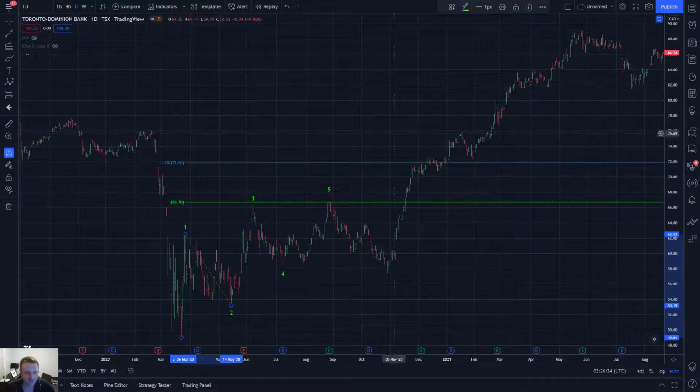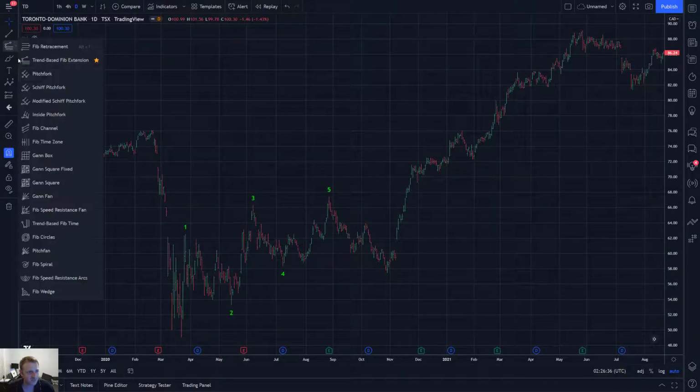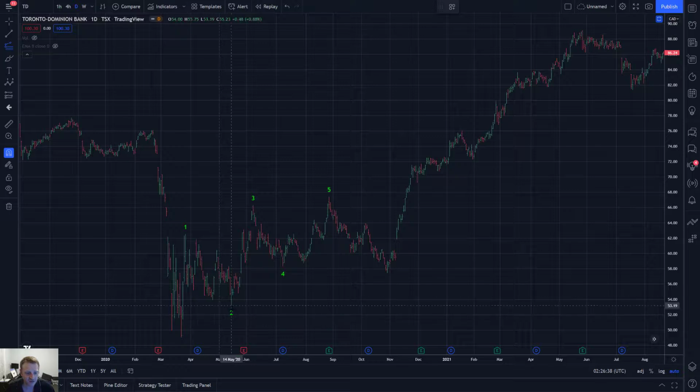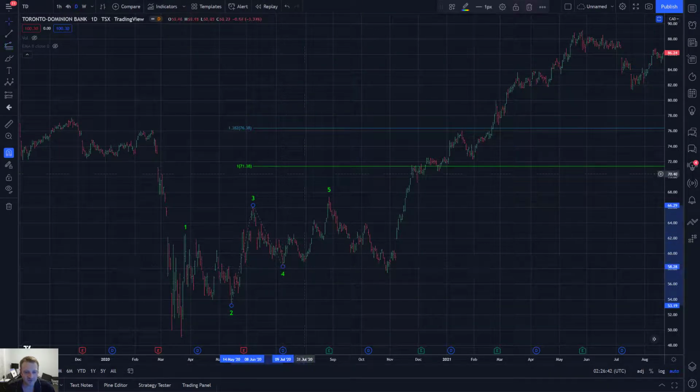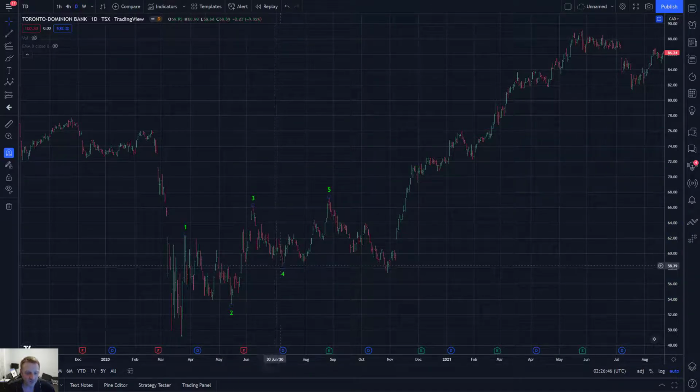Yes, wave 3 was shorter than wave 1. Now, I believe I checked this already, but just to show the work, let's take the length of wave 3 and make sure that wave 5 is shorter than wave 3. Yes, it is. And obviously you had wave 4 enter the price territory of wave 1, so that's all good. So we have a very clean leading diagonal.